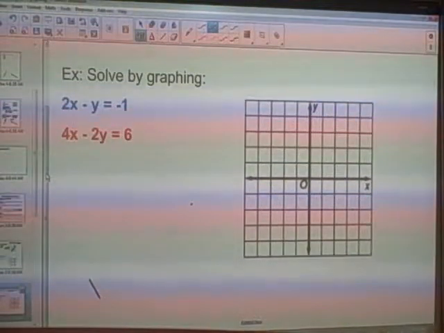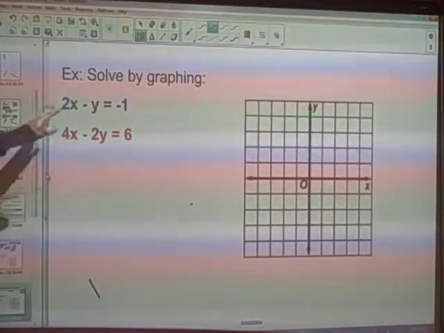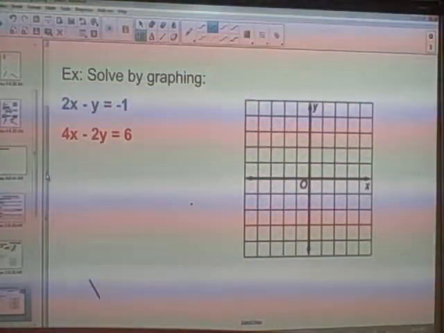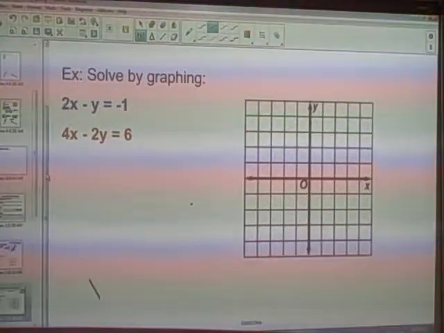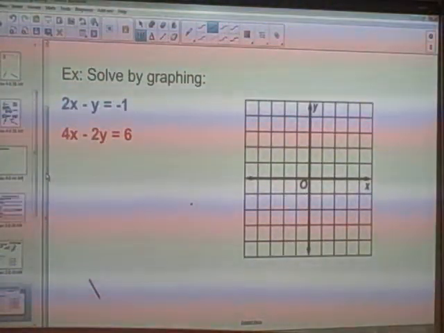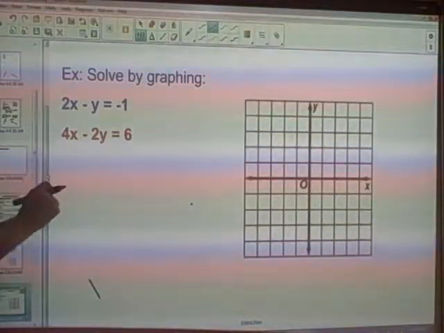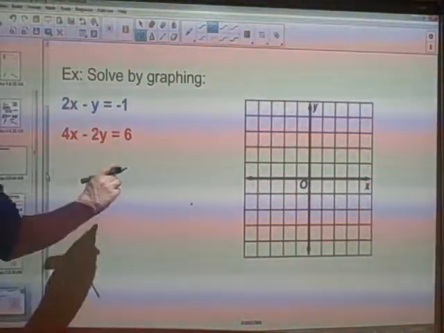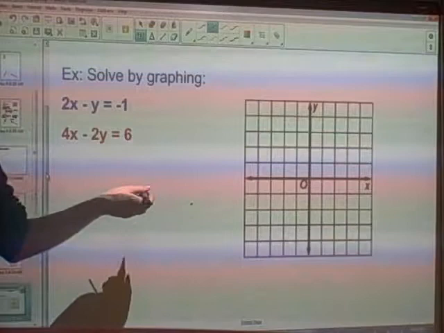Now this is a very special example for a couple of reasons. First of all, we've got the equation written in a slightly different form than the other one. This is in standard form. So we could rearrange this into slope-intercept form, or we could just go ahead and graph this as normal. I'm actually going to go ahead and rearrange this equation to practice that skill. So 2x minus y equals -1.